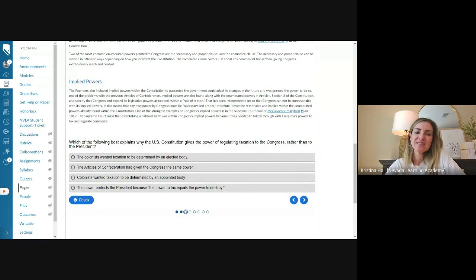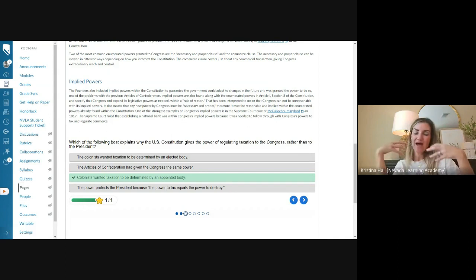Which of the following best explains why the U.S. Constitution gives the power to regulate taxation to Congress rather than the president? The colonists wanted to make sure that taxation was determined by an appointed body. Because again, if it's the power of one person, the president, they could go extreme with that. There's no checks to that. You want to make sure that the taxation is representing the people and that the money is being used for the benefit of the people, not the president.